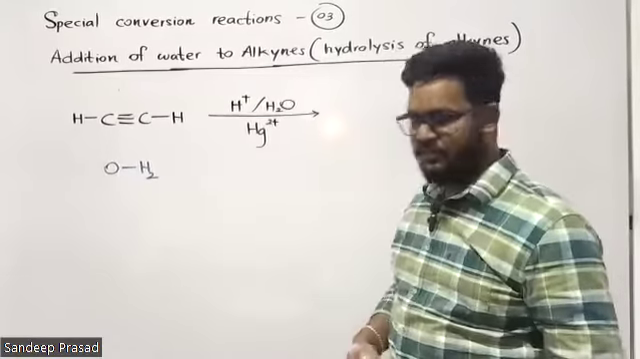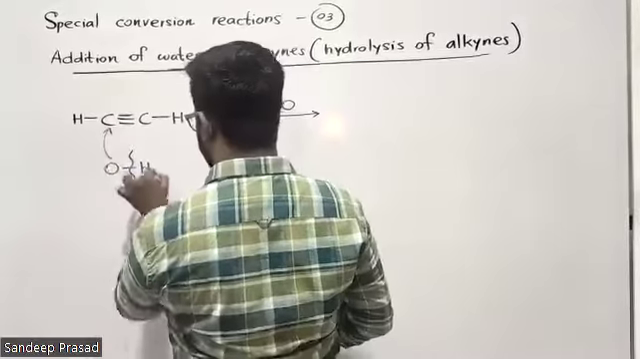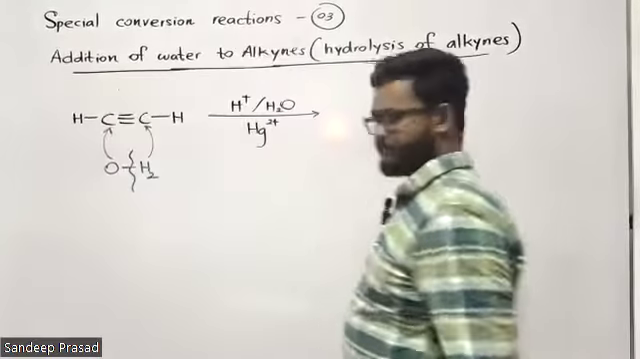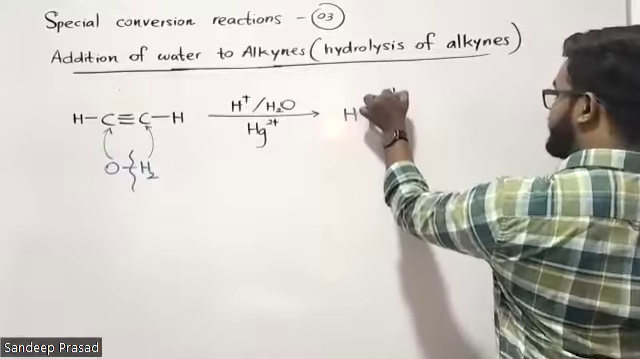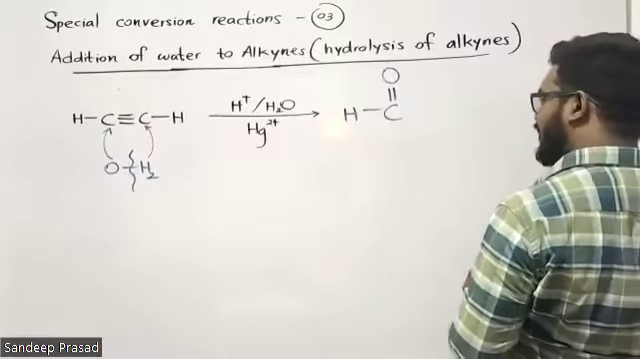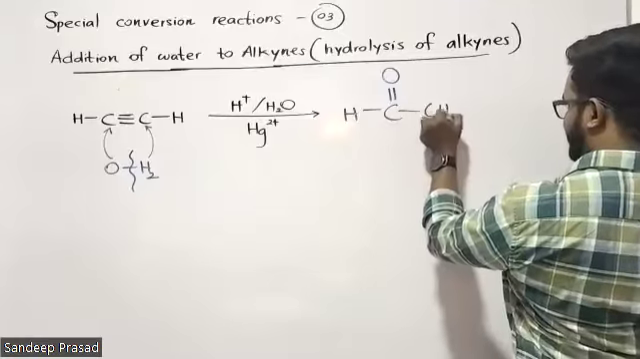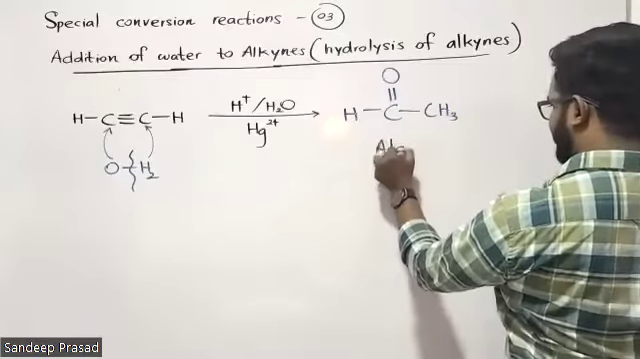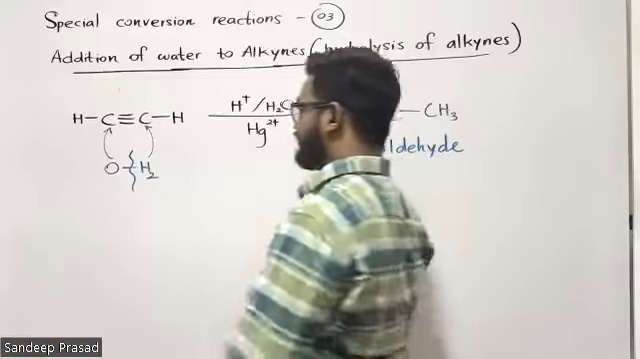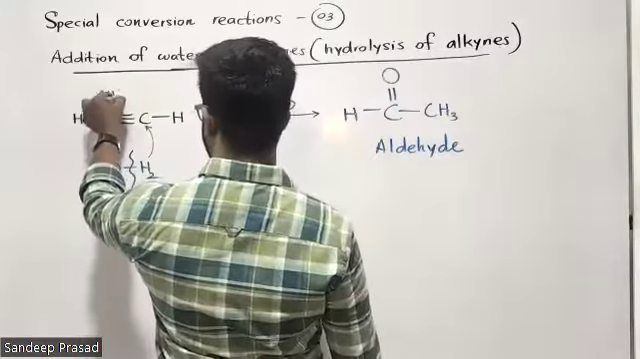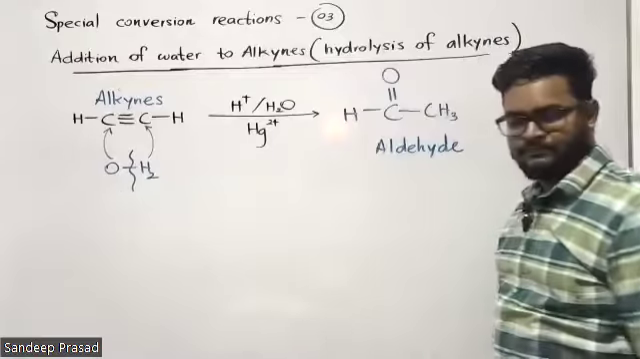Oxygen and two hydrogens. Then what you have to do is connect this oxygen to one of the carbon atoms and two hydrogens to the remaining carbon atom. Then you can see hydrogen, carbon, oxygen double bond. Always you have to connect that oxygen to the carbon atom through a double bond, and CH3. Now you can clearly see we have produced an aldehyde, right? We started from alkyne and now we have produced aldehyde.